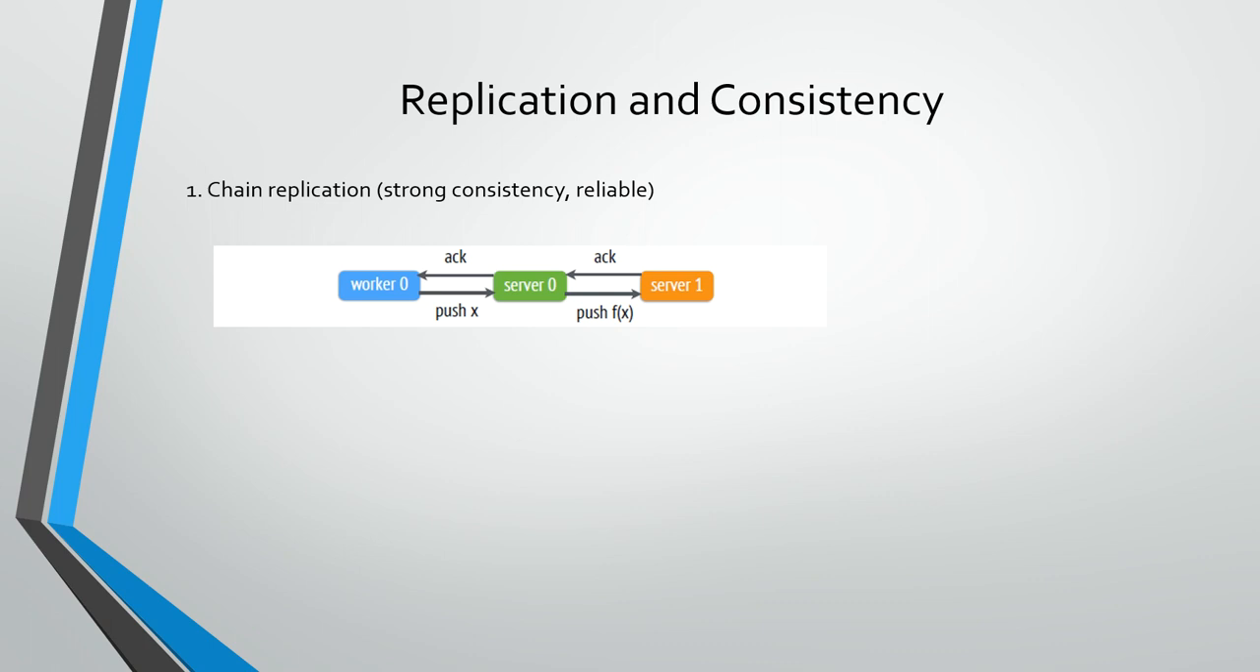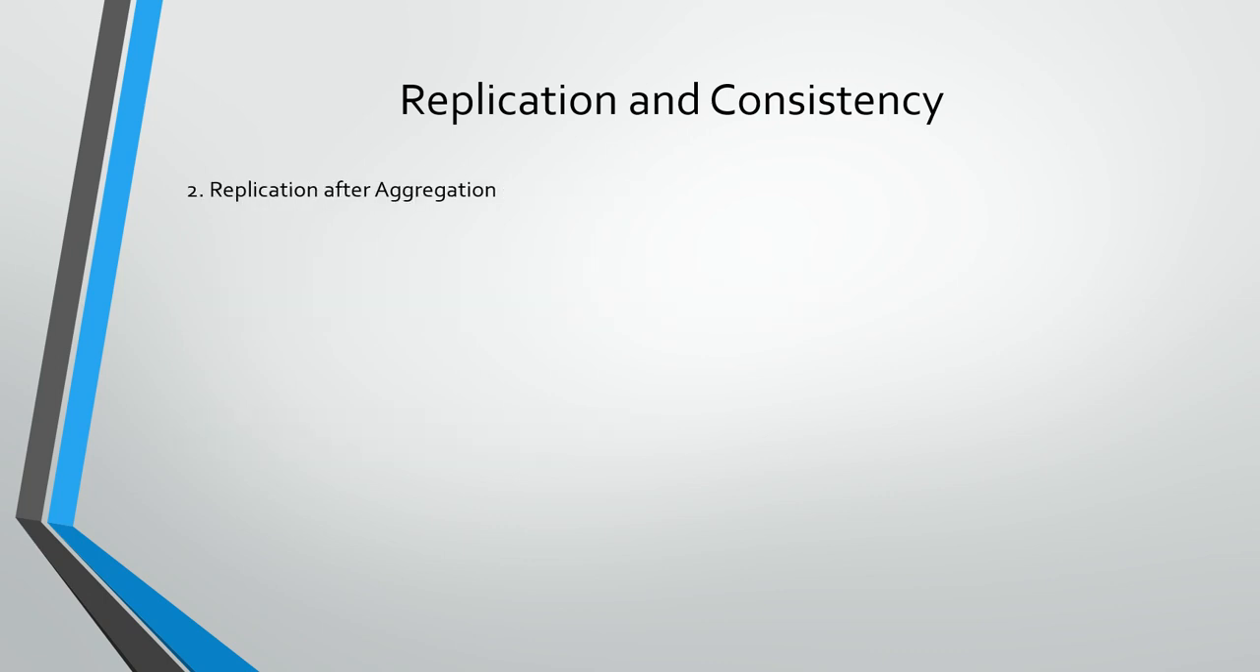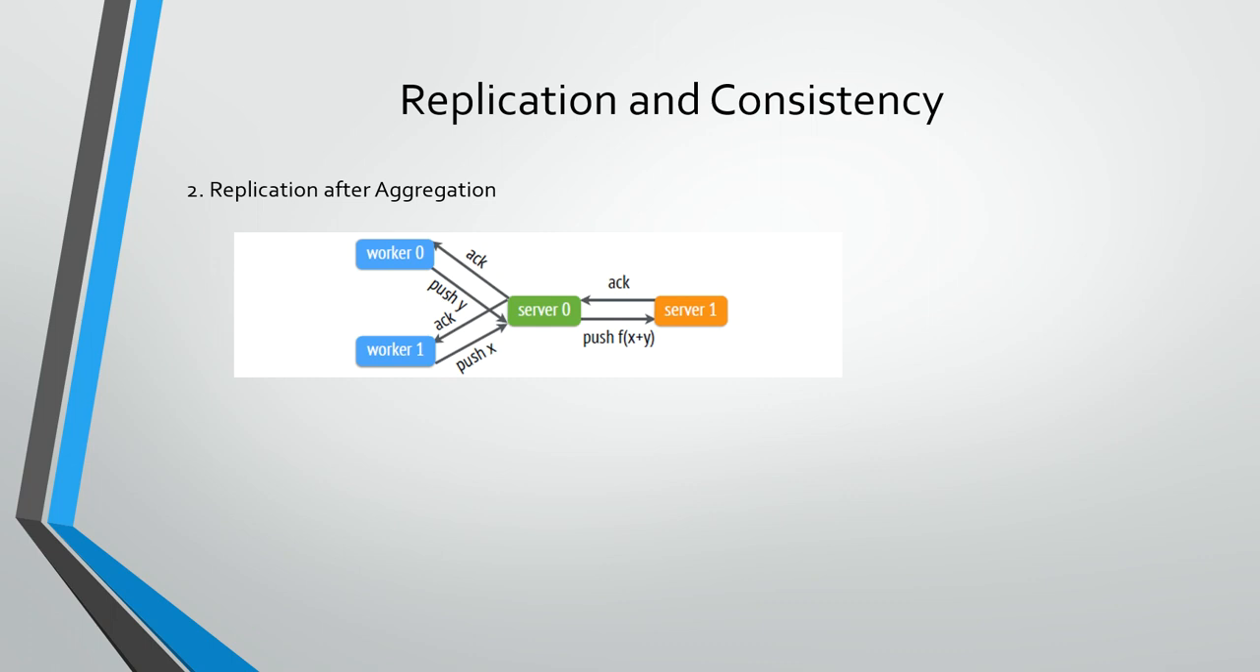Then the second one is replication after aggregation. The two worker nodes respectively transmit X and Y to the server. The server first can think of it differently. It will treat it as a function of X plus Y. As you can see here, worker 0 pushes Y and worker 1 pushes X. So the server will aggregate these two and copy the operations.